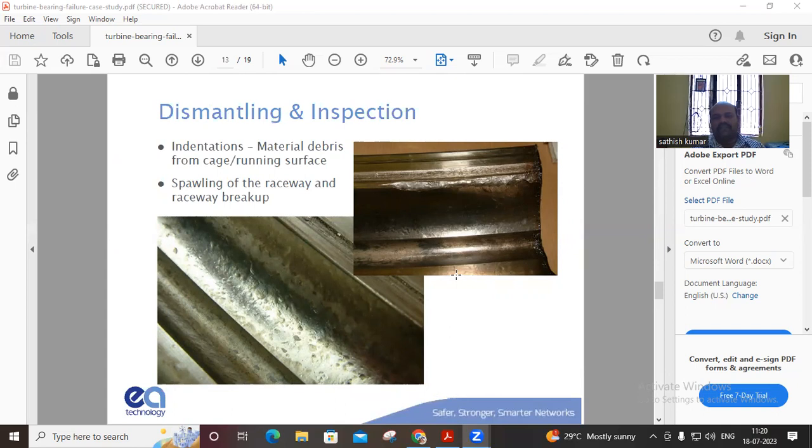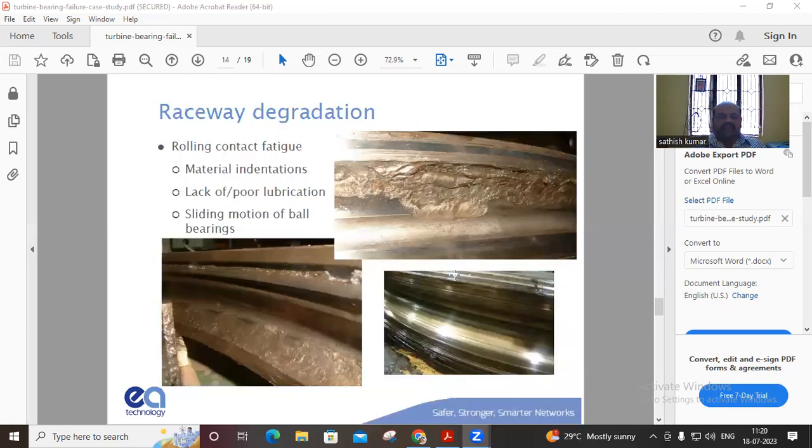This is what happens at the final stage, where it creates noise and vibrations overall. So raceway degradation is one of the most major defects that is going to happen when there is no lubrication. Rolling contact fatigue is like whenever the ball bearing starts rotating continuously, and there may be wear that makes material indentations. This is due to lack of or poor lubrication and sliding motion of ball bearings.